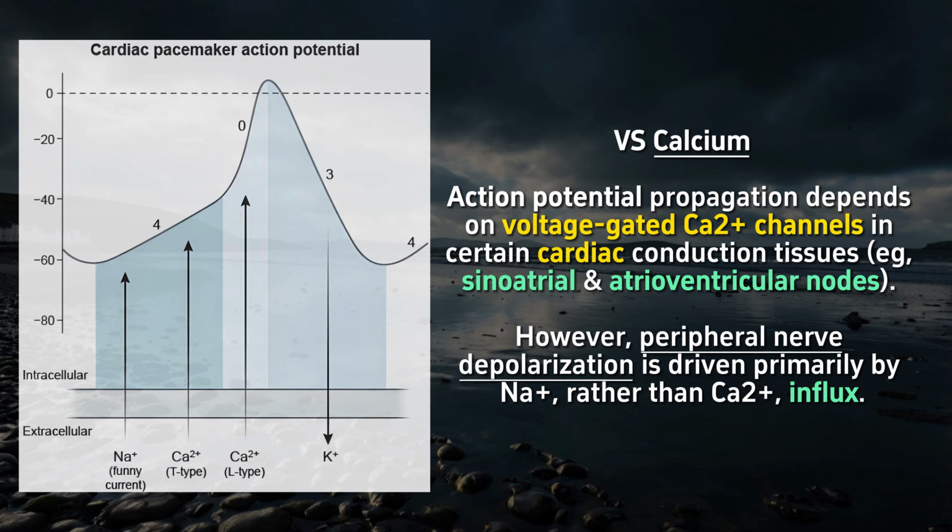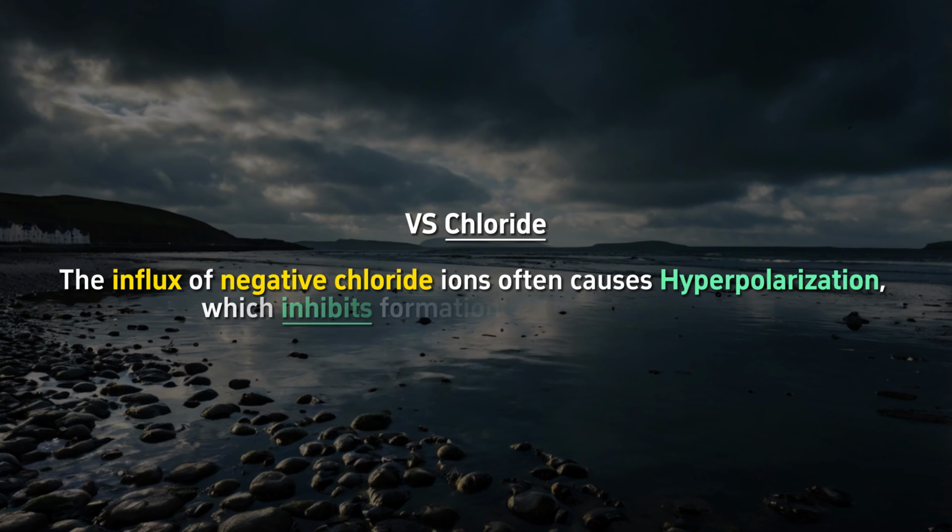Action potential propagation depends on voltage-gated calcium channels in certain cardiac conduction tissues, for example, sinoatrial and atrioventricular nodes. However, peripheral nerve depolarization is driven primarily by sodium rather than calcium influx. The influx of negative chloride ions often causes hyperpolarization, which inhibits formation of action potentials.